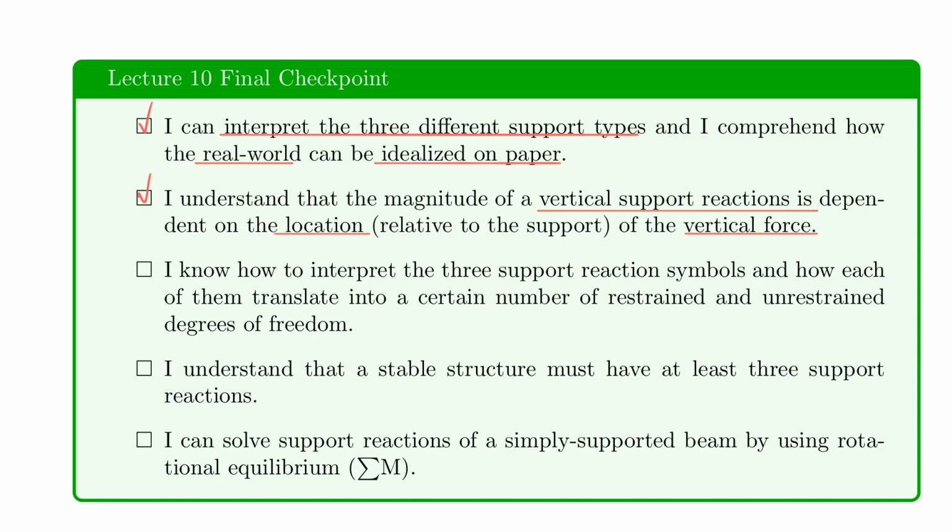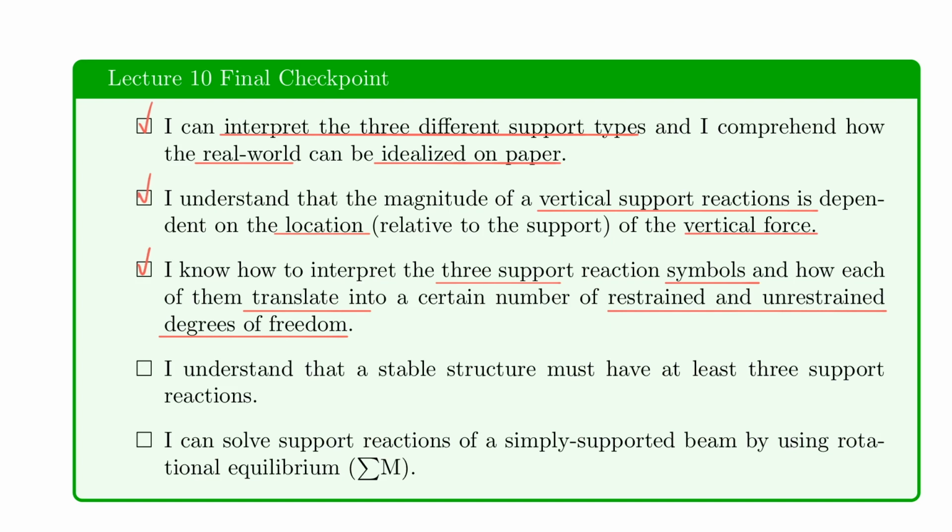And we then talked clearly about the three different reaction symbols, and we understand how to translate them into certain restraints or into degrees of freedom. So we need to understand that the symbols clearly identify that there is a free degree of freedom and a restricted degree of freedom. And we had a whole table about that, the one with the 3 rows that had the roller, the pin, and the fixed support in it. And I encourage you to go there if that is still a little bit questionable to you.